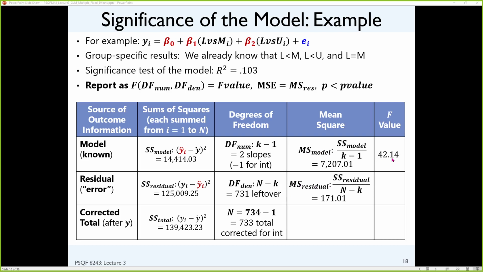So that's very good, actually. That's a very strong F, because 1 would be like F of chance. And you will also get, next to F, a p-value that tells you if in the population the two slopes together created an R-square of 0, how often would you see an F of 42? Not very often. So it's way out in the tail.